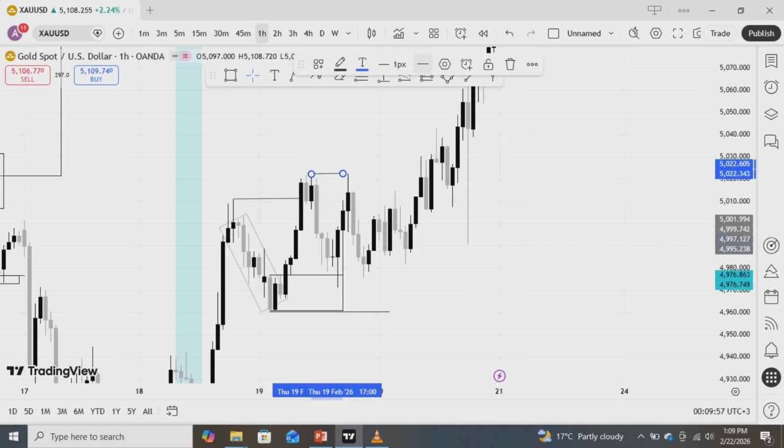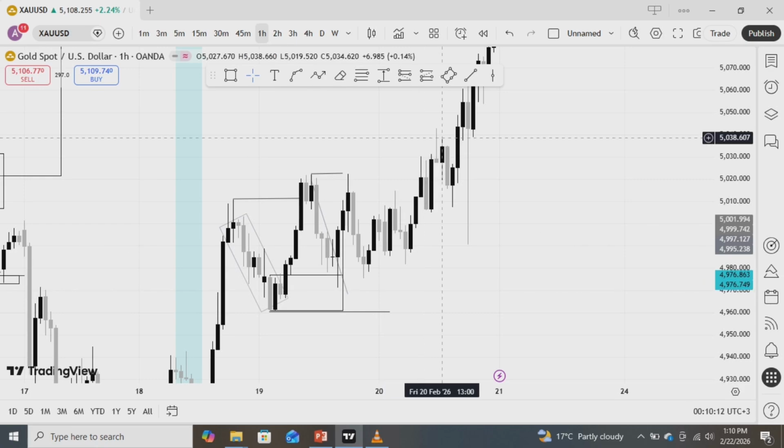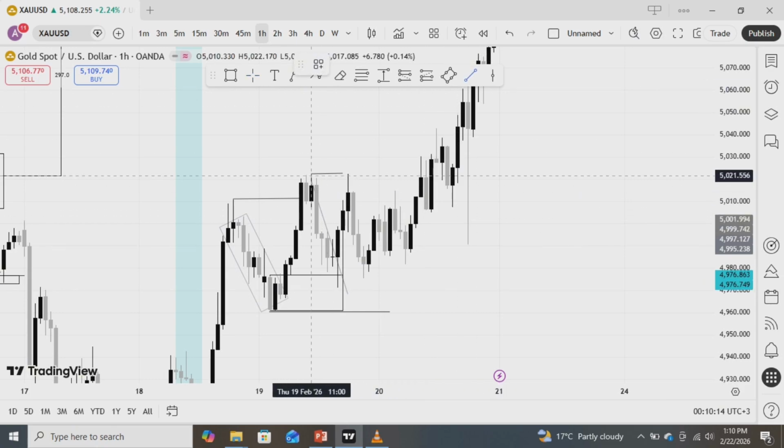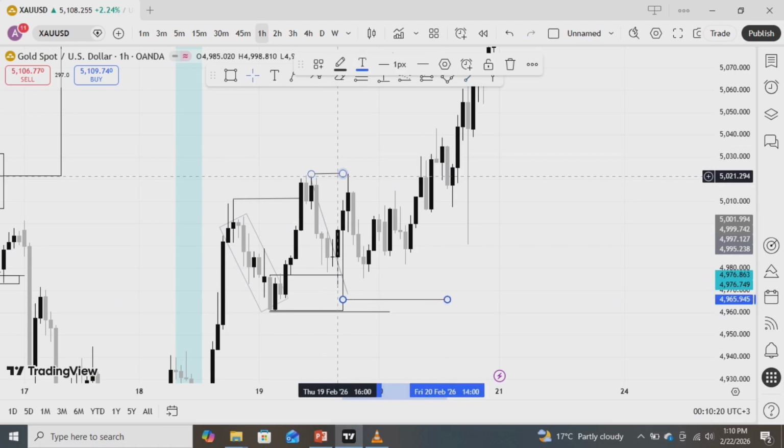In this leg, in this structure, which one is the higher high and the lower low? The higher high is this, and then the lower low will be in this downward move. So which one is taken? The higher high. So the market is in a bullish momentum.